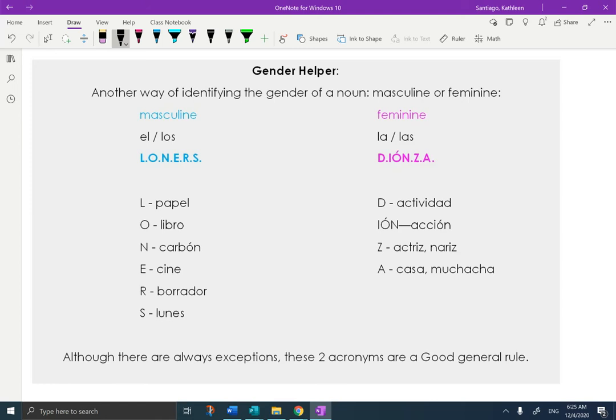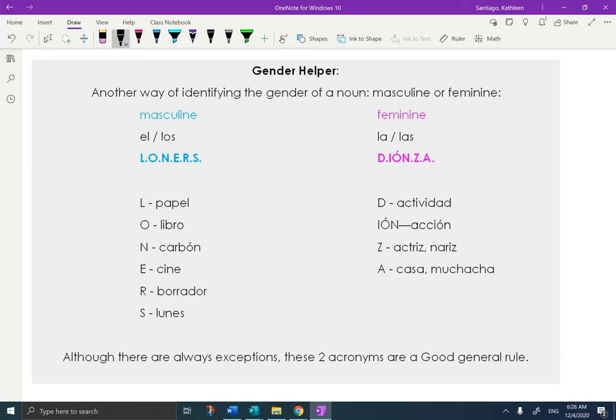We know that if it ends in an O or an OS, that's going to be masculine. But what happens when it ends in another letter? It's hard to figure out. So this general rule of LONERS, right? El papel, O libro, N carbón, E cine, R borrador, and S lunes, those would all be masculine. El papel, el libro, el carbón, el cine, el borrador, el lunes.